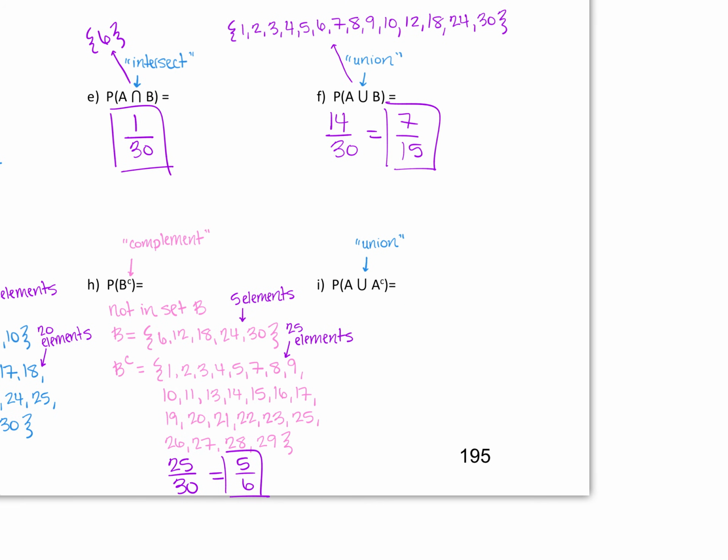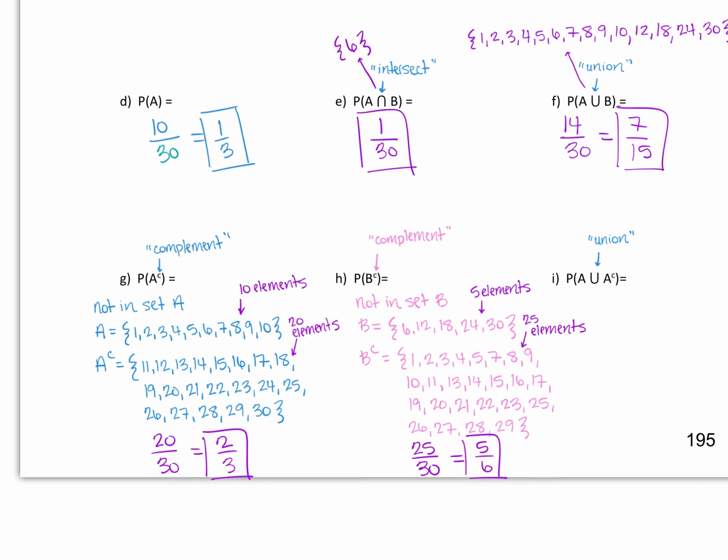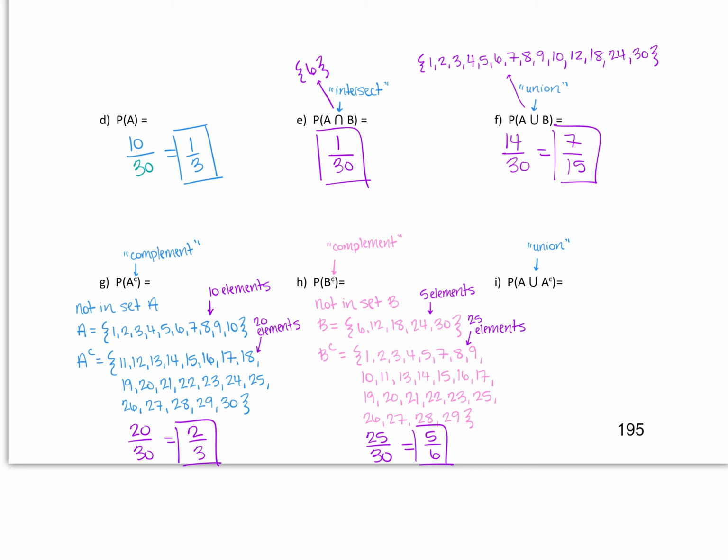And then here, the union of A and not being in A, so everything combined together. This is what is in A, and then this is what's not in A. So that's 20 plus 10, that's 30 elements combined. So that's 30 out of 30, which is 1.